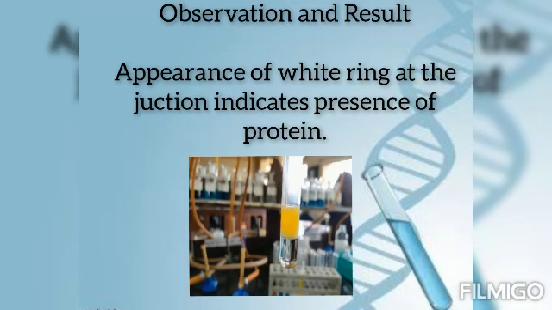Observation and result: the appearance of a white ring at the junction indicates the presence of protein. Here we can observe the white precipitate at the junction, which means the protein is present in the urine sample.